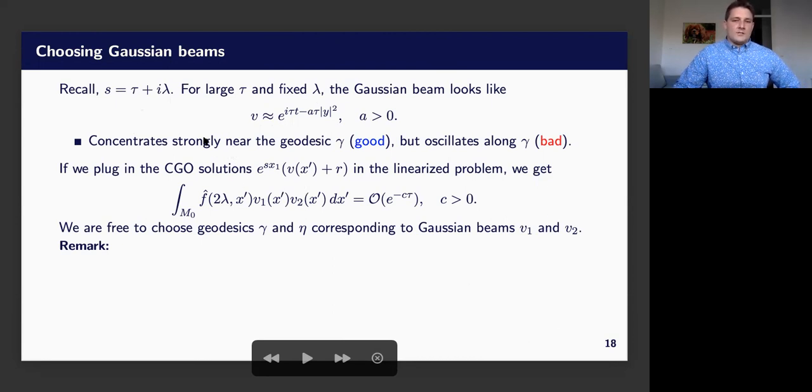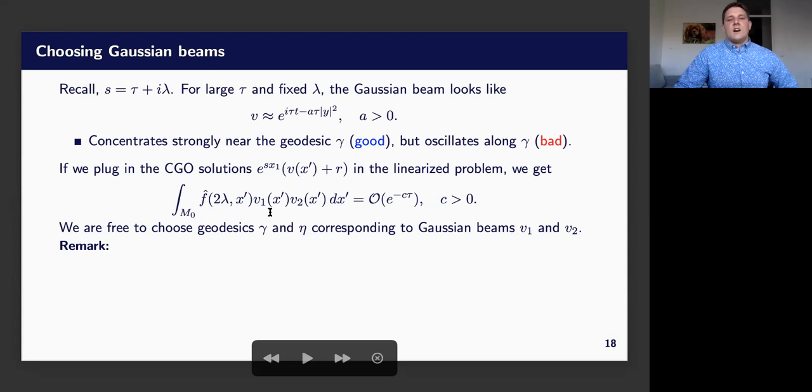So now some observations. In inverse problems, concentration is typically good, but oscillation is bad, in the sense that when you integrate against an oscillating function, the non-stationary phase can kill information of the function which you integrate against, in our case the unknown f. However, if we plug in the CGO solutions, which were of this form, so this exponentially large factor e to the power s x1, then the Gaussian beam, and then the correction term, we get the following identity.